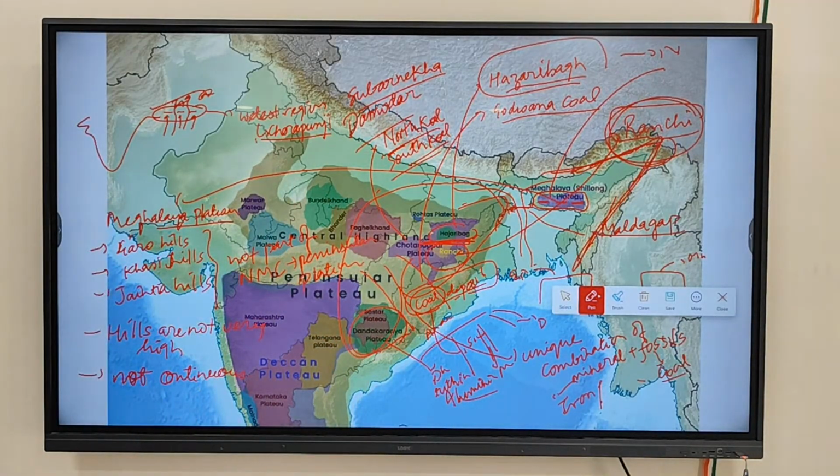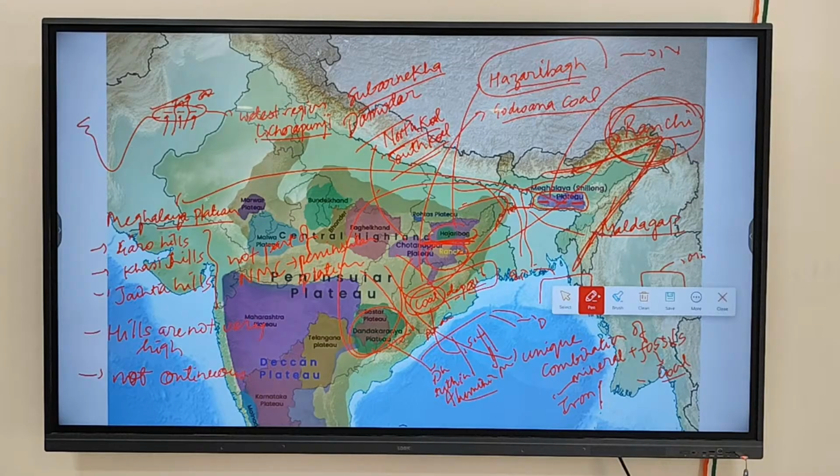Which type of rainfall? Orographic rainfall, because winds are being blocked by these hills. Clear? But these hills are not blocking all the winds, rather allowing the wind to pass through, which creates rainfall in Assam also and Arunachal Pradesh also. So it allows the wind to pass through, which creates rainfall in Assam and Arunachal, and some of the monsoonal winds are blocked, which create which type of rainfall? Orographic rainfall, leading to one of the wettest regions.